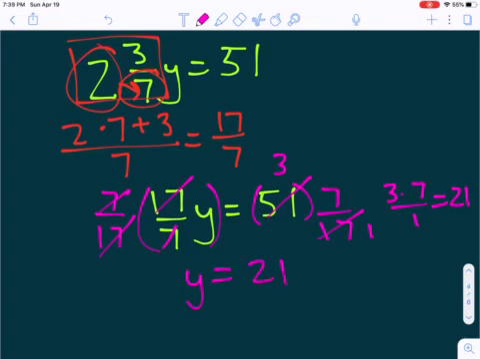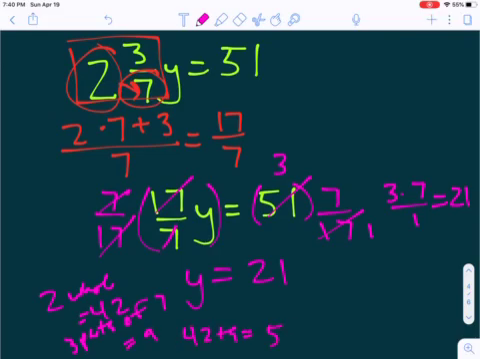So y equals 21. And if I think about this, 2 3/7 of y, if y is 21, that's saying I get 2 wholes, which would be 42. And then it's saying I would take 3 parts of 7 from 21. Well, you can break 21 into 7 equal parts of 3, and 3 of those would be 9. So then you'd have 42 plus 9, and that gets you to your 51, which shows us that this works.